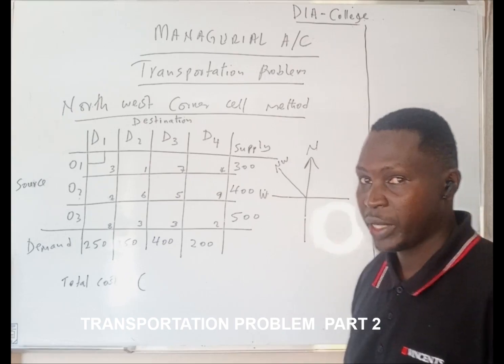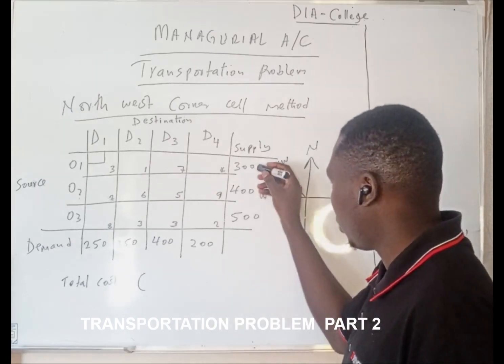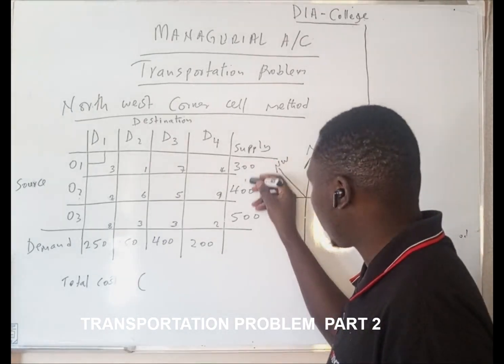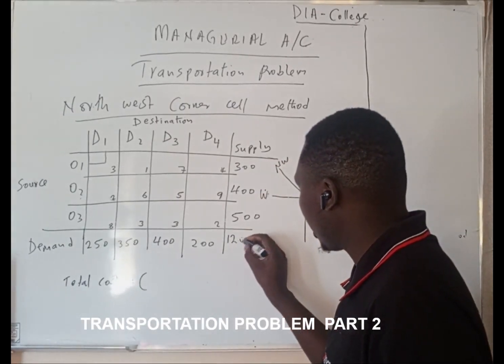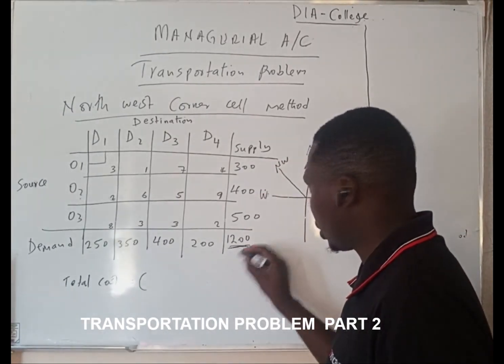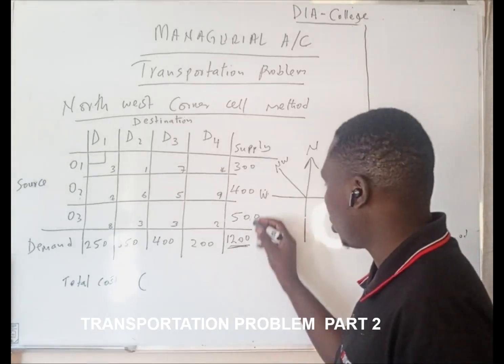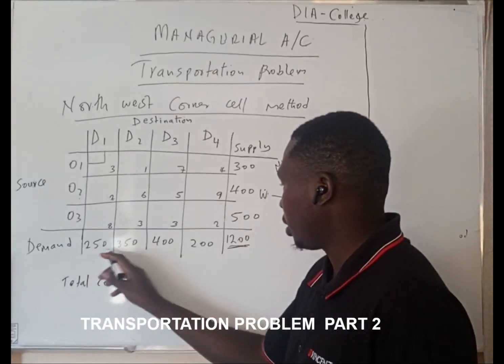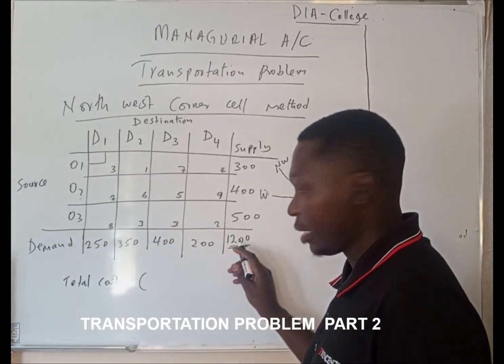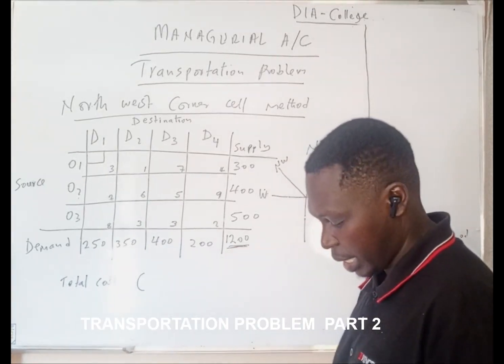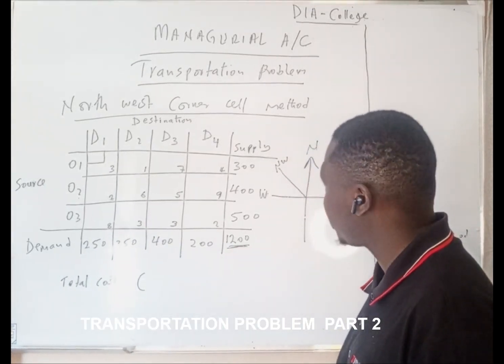Remember, in our previous video we did balancing of the problem. Of course, you add the values to make sure that our problem is a balanced transportation problem. So this one is balanced. We add the values here. I've already added, and then we have 1200 as our values.